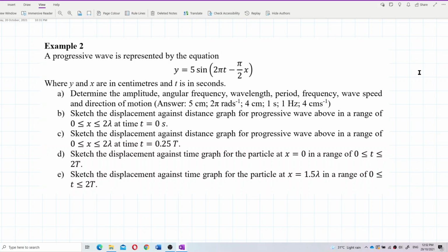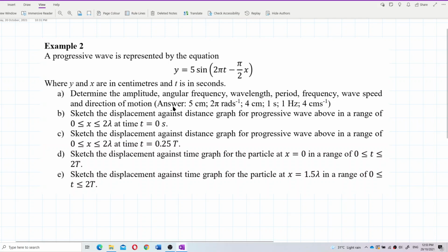Okay, now let us look at this question. A progressive wave is represented by this equation, y equal to 5 sine (2 pi t minus pi over 2 x), where y and x are in centimeters and t is in seconds. Now define the amplitude, angular frequency, wavelength, period, frequency, wave speed, and direction of motion.